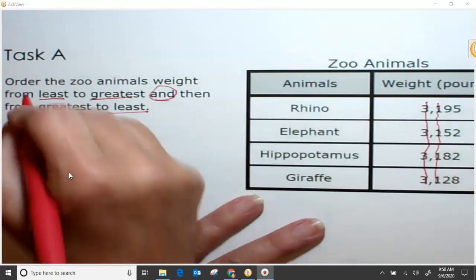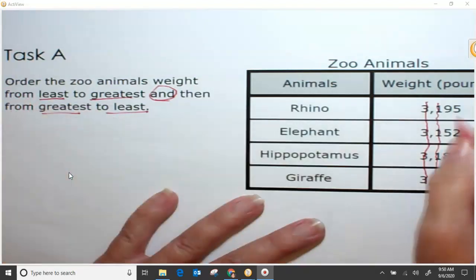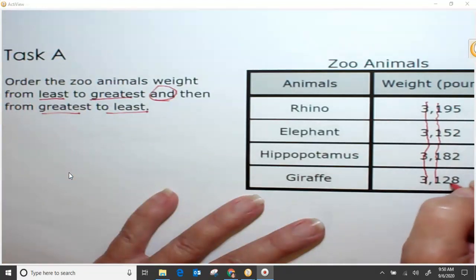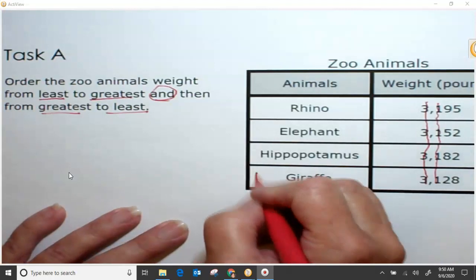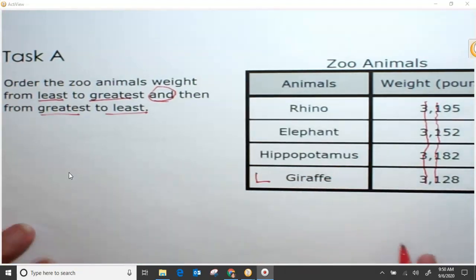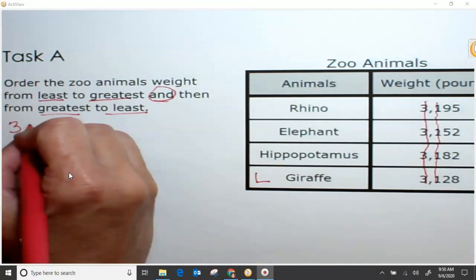Remember, I'm doing least first. So which of these digits is the least? The 2 is the least. So this means that my giraffe is the least. So if I'm writing least to greatest, I'm going to put my numbers here.